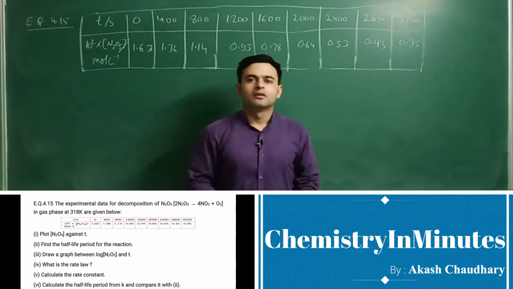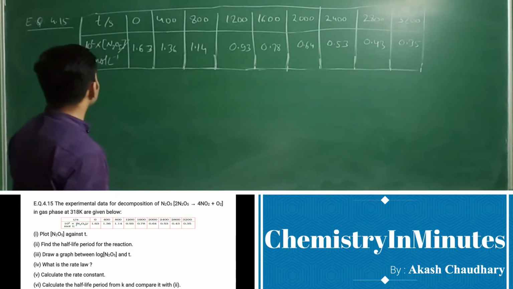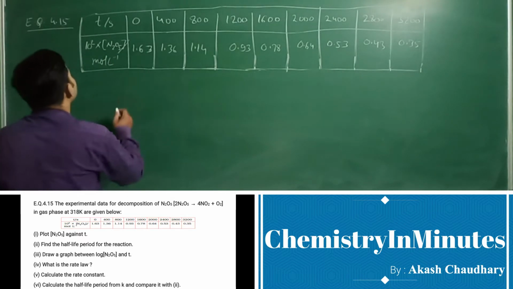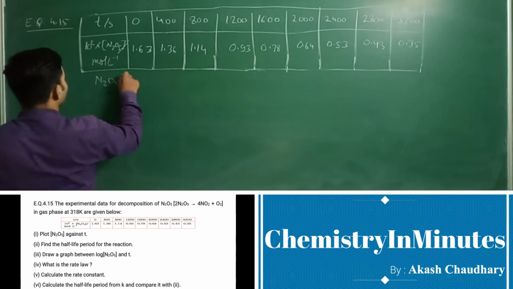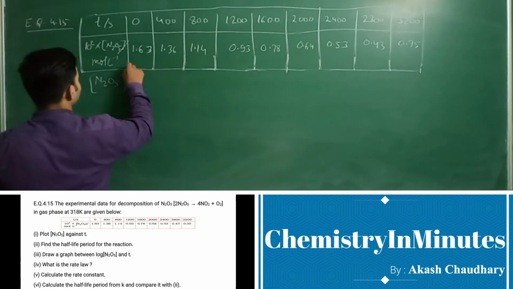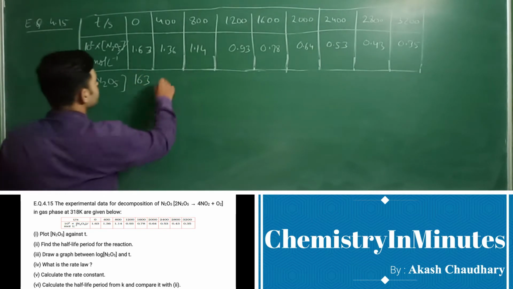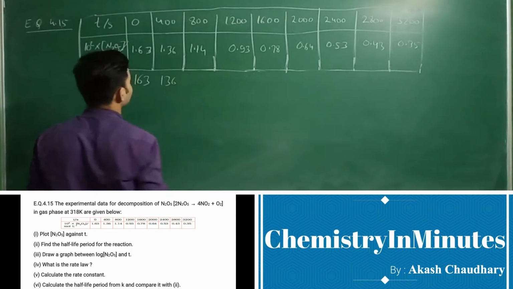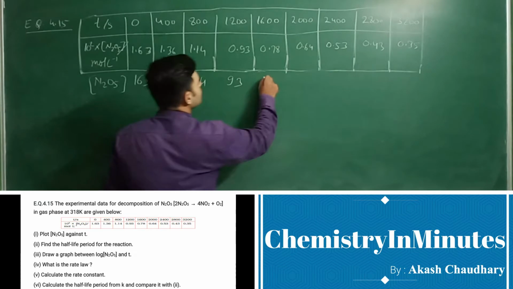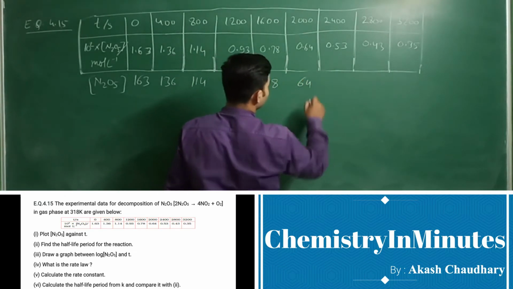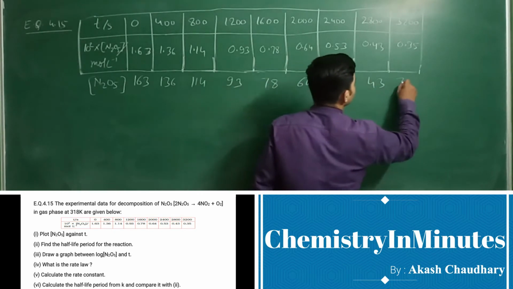Now, let's start solving this. First we have to plot a graph between concentration of N2O5 against T, and to find the concentration of N2O5 we have to multiply these values by 100. So 1.63 into 100 will come as 163. 1.36 into 100 is 136. This will come as 114, 93, 78, 64, 53, 43 and 35.